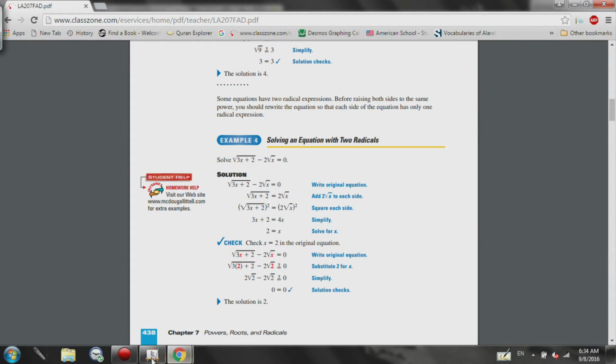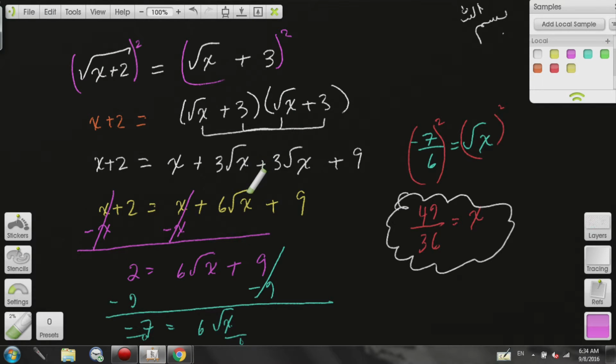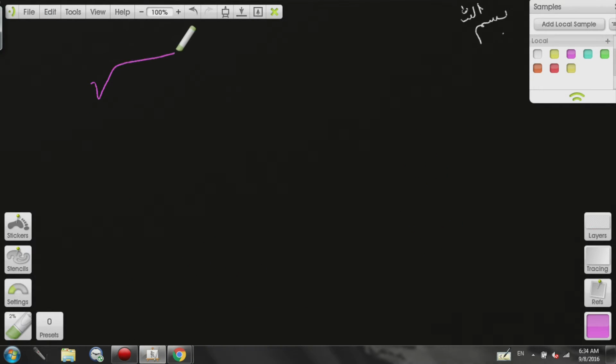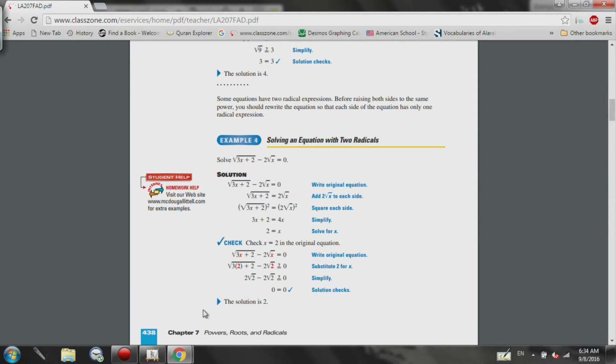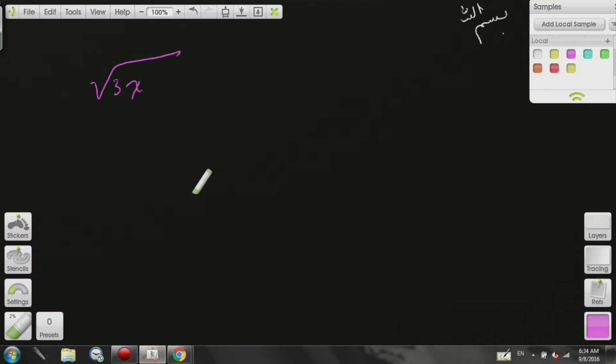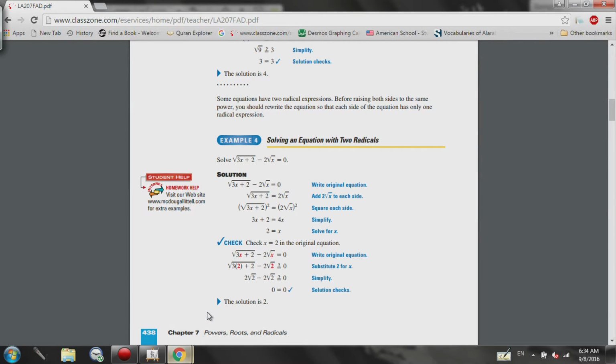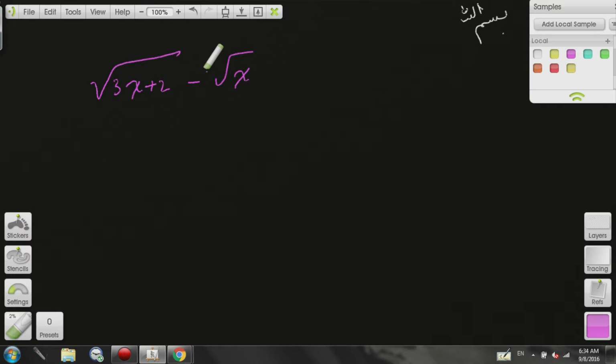Square root of 3x plus 2 minus 2 square root of x equals 0. Okay, now we're going to solve this, okay?